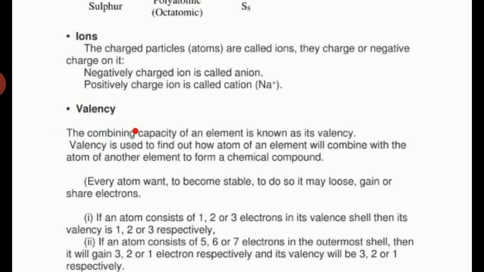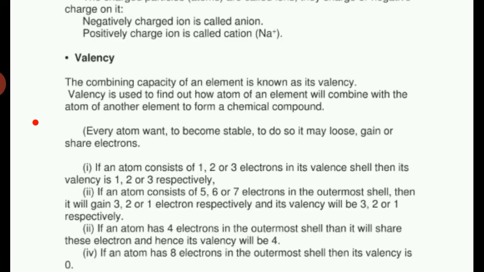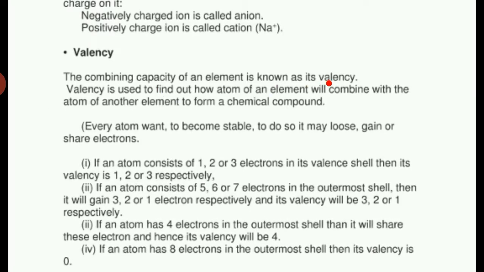Now we will talk about valency. The combining capacity of an element is known as its valency. Valency is used to find out how the atom of an element will combine with the atom of another element to form a chemical compound.